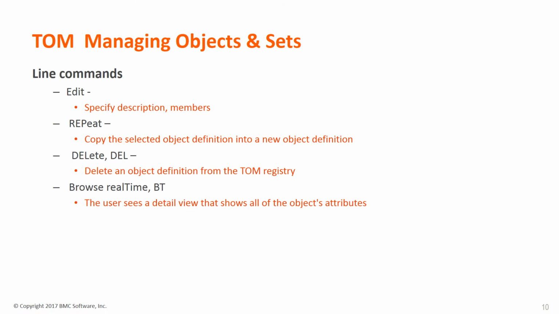Additional line commands that you can use against objects in TOM are edit, so that you can get the edit modify dialog going. You can change your definitions for your objects, modify descriptions. We have a repeat option that allows you to take a copy of an object definition and build a new one, so you could use it as a quick model. You can delete an object definition from the TOM registry using the delete command. And you can do a browse real-time or BT command to see a detailed view of all the object's attributes.